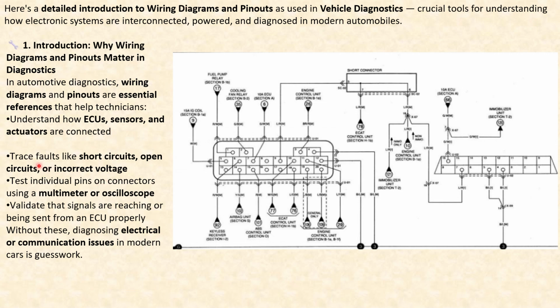actually connected. Now, to trace faults like short circuits, open circuits, or incorrect voltage, whenever they happen, the first and foremost reference material is the wiring diagram. Test individual pins on connectors using a multimeter or oscilloscope. Validate that signals are reaching or being sent from an ECU properly. Without these, diagnosing electrical or communication issues in modern cars is guesswork.